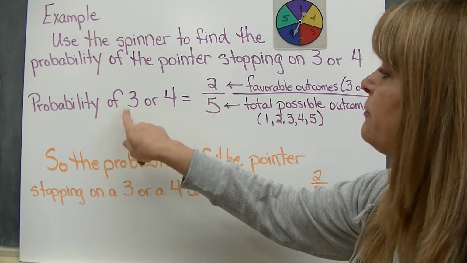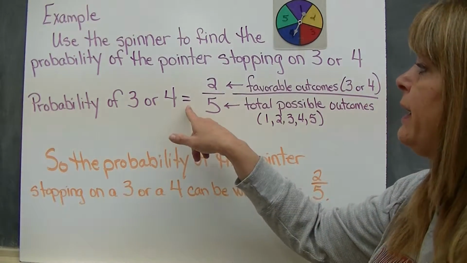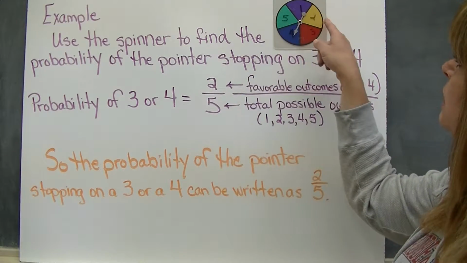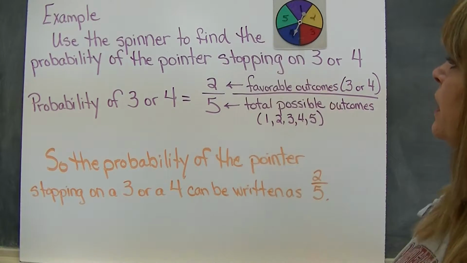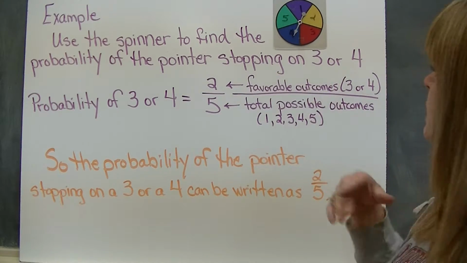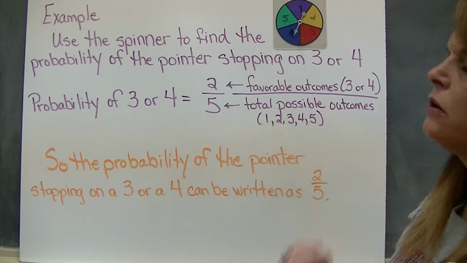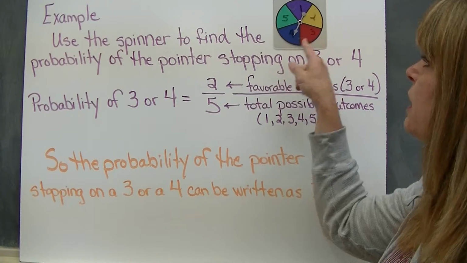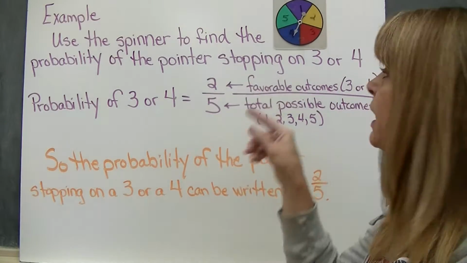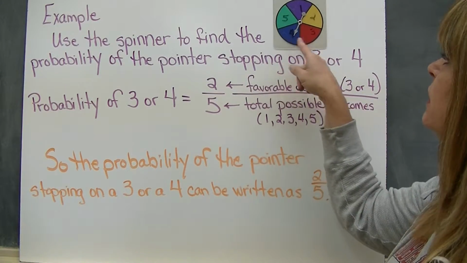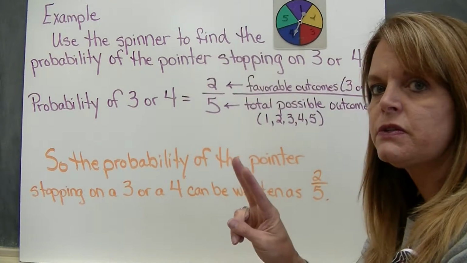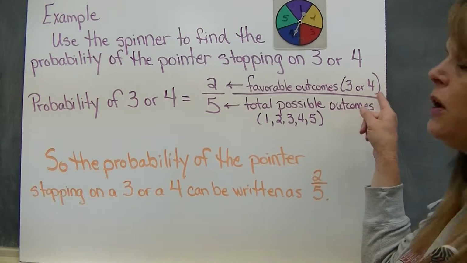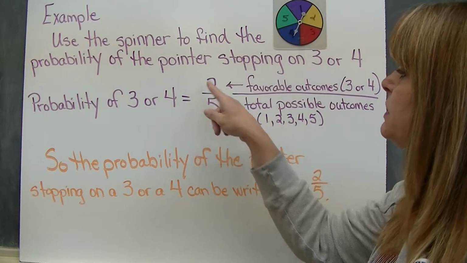The probability of 3 or 4 equals 2/5. Okay, there's 1, 2, 3, 4, 5. I want to know what my probability is to land on 3 or 4. So I have to group those together. What are my favorable outcomes? What is it that I want to spin? I want to spin 3 or 4. So I have 2 of those sections. One has a 3, one has a 4. So my favorable outcomes are 3 or 4. Either one will do. So it's 2.